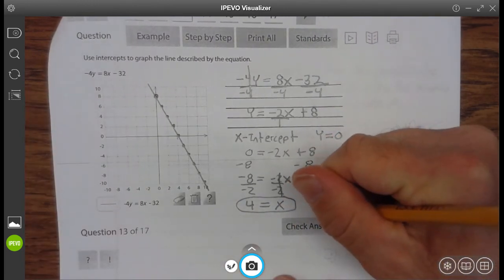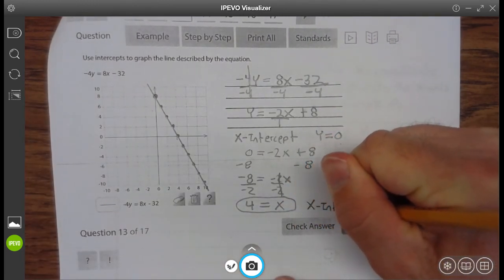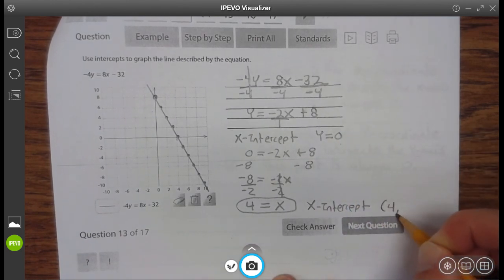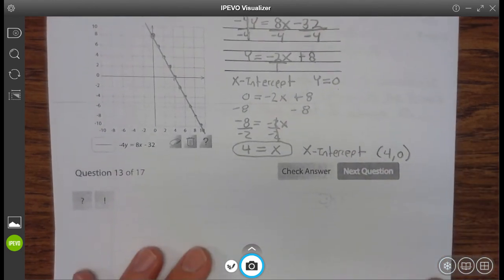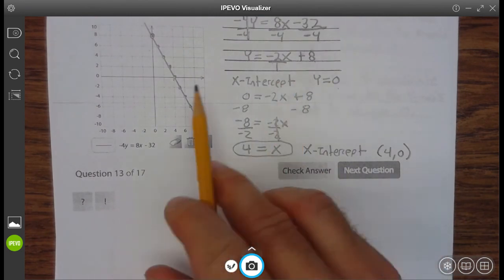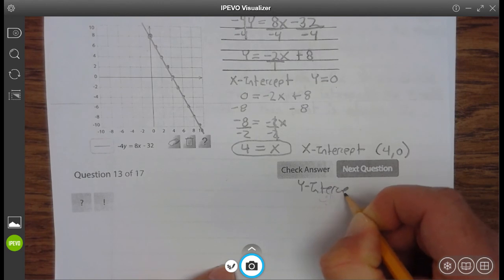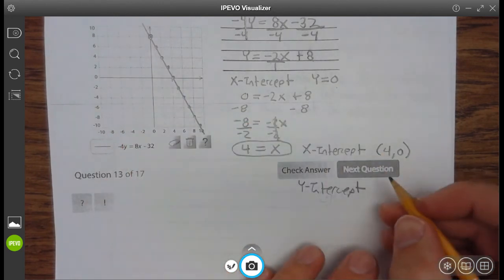So your x-intercept is 4, 0. And then our y-intercept is 0, 8.